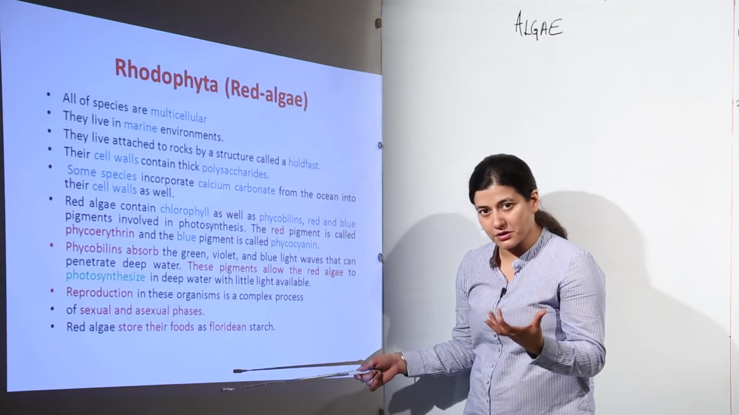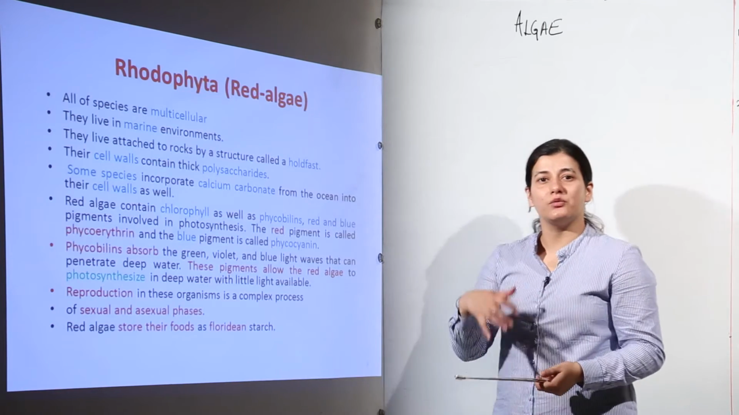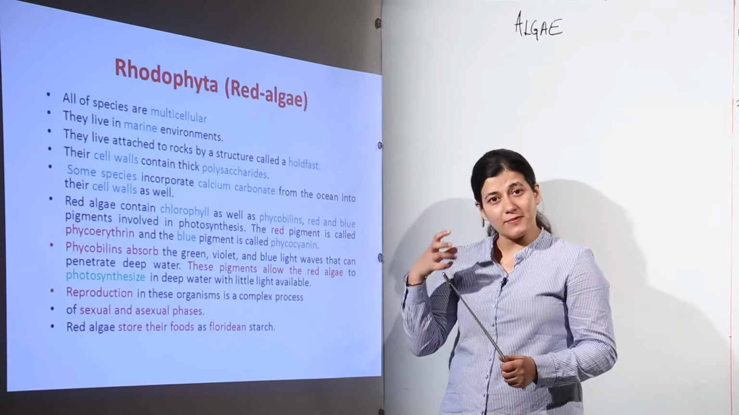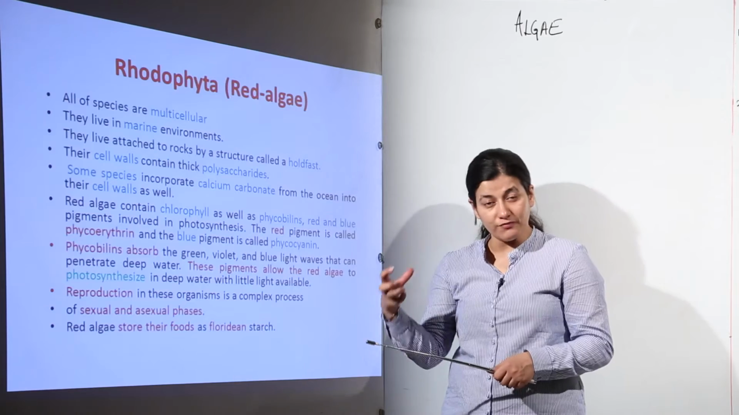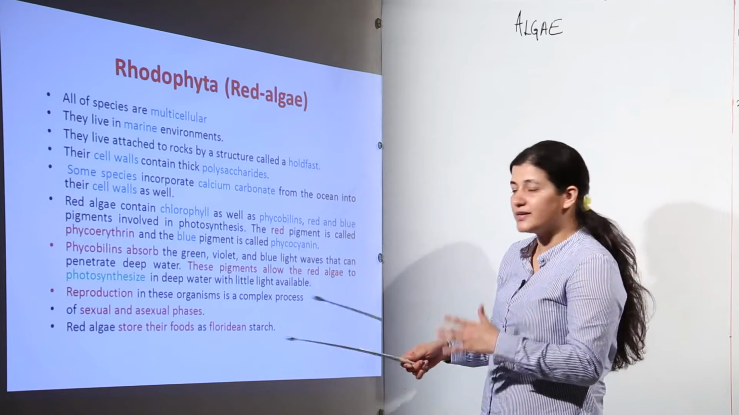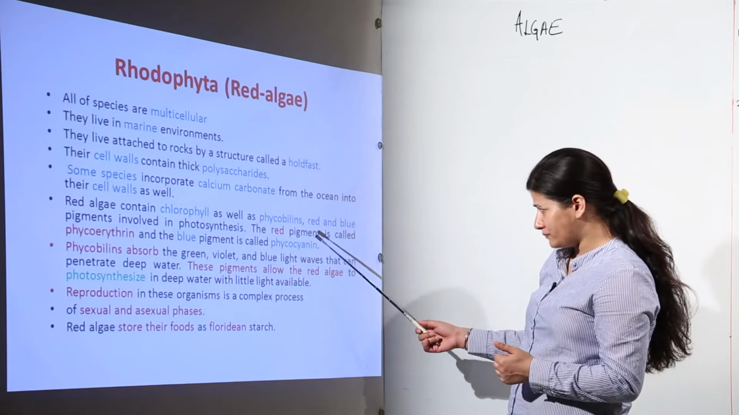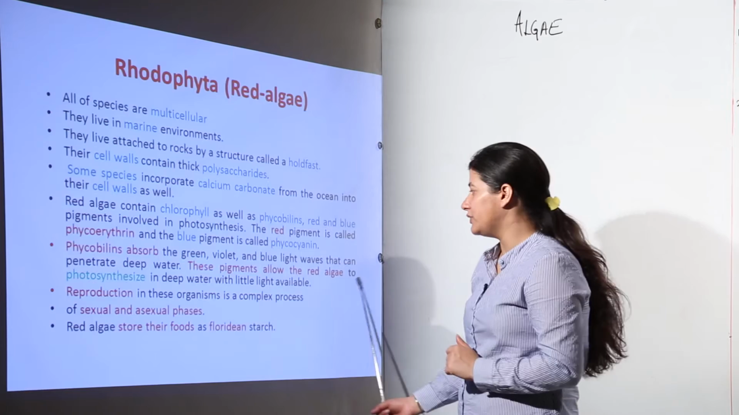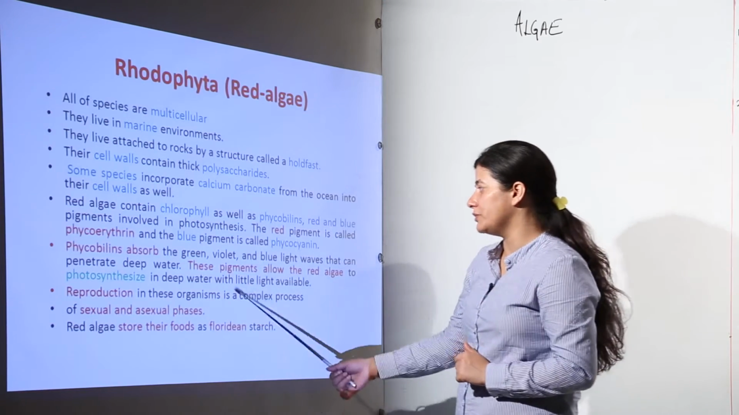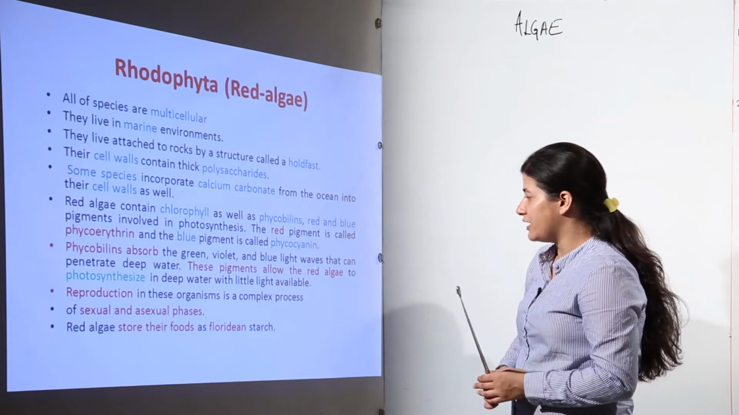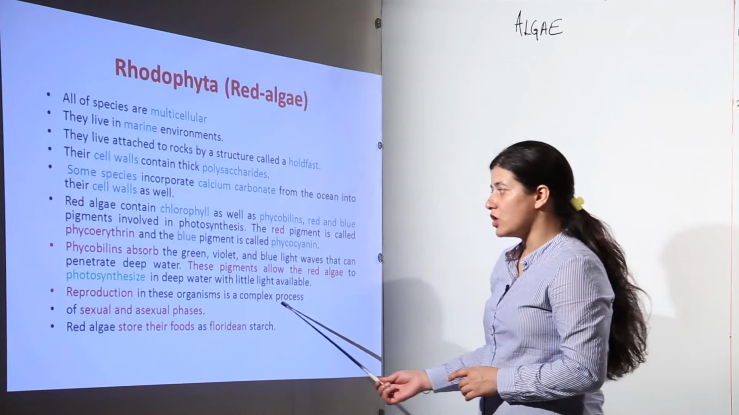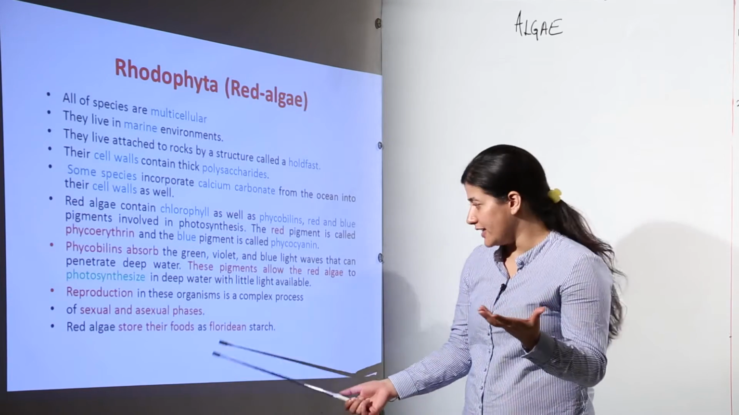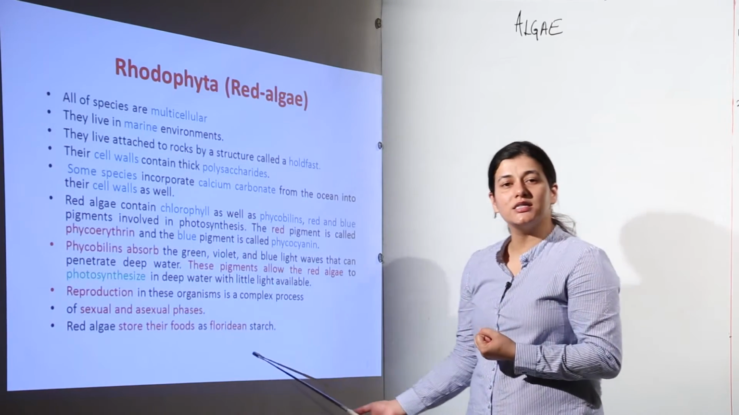So, in case you encounter a question where you are being asked which algae would be present in the deepest of the oceans, it would be red algae, because it absorbs those parts of the white spectrum which can penetrate deep into the water, and that part is, of course, violet, green and blue, not red. These pigments allow the red algae to photosynthesize in deep water with little light available. Reproduction in these organisms is a complex process of sexual and asexual phases. What is the stored material? That is in the form of Floridean starch.